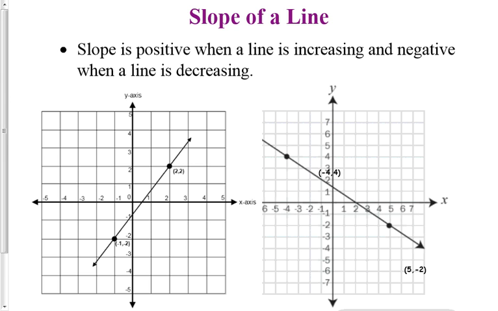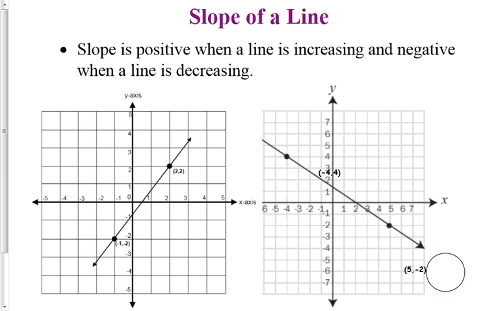So a little more about slope of a line. The slope is positive when a line is increasing and negative when a line is decreasing. On the left here, we see a graph where the line is increasing. Now remember, we always read a graph from left to right, just like we read words on a page. So when we read this graph left to right, you can see that it is increasing. So that line would have a positive slope. Well, the graph over here on the right, when we read it from left to right, that graph is decreasing. So that graph would have a negative slope.